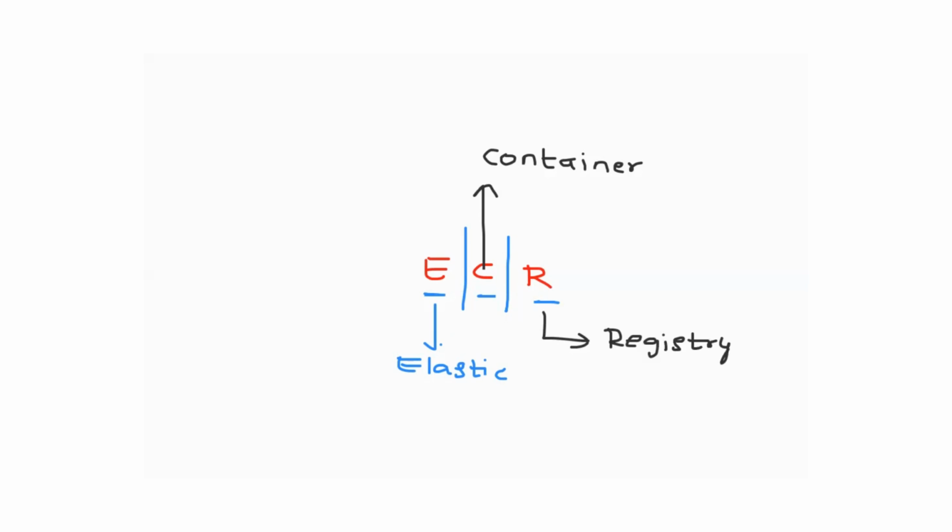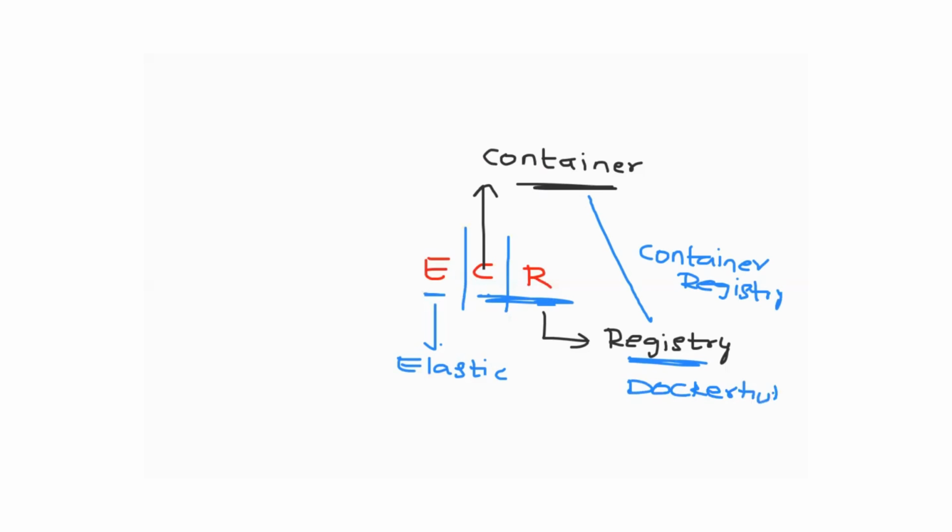Let's start with container. So now everyone knows about container. Container is basically a package which contains your application code and the software or the dependencies that are required to run your application, right? So when we learned about Docker, we have learned a lot about containers. Now here R stands for registry, where the CR here represents that ECR is an AWS service that is a container registry. Okay. So ECR is a container registry similar to DockerHub.